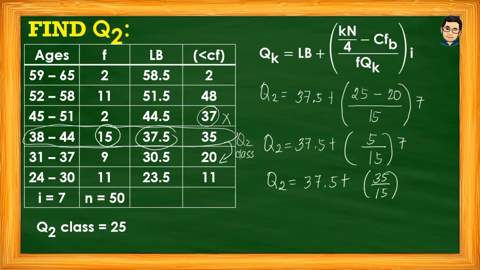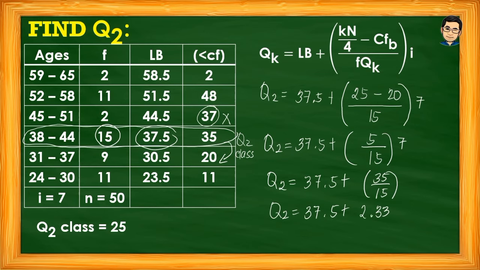So again, pwede nating i-divide yung 5 sa 15, yung nasa parenthesis muna, tapos i-multiply natin yung product sa 7, or mag-multiply tayo ng 5 tsaka 7. Tapos divide natin yung product sa 15. So again, pareho lang po ang ating makukuhang sagot. So 35 divided by 15 will get 2.33.